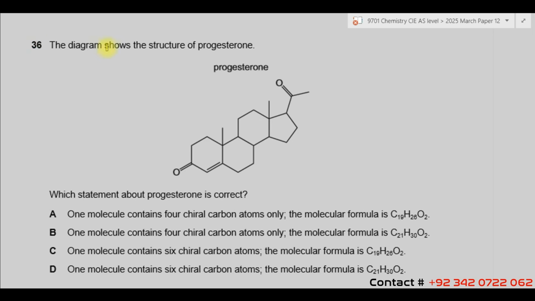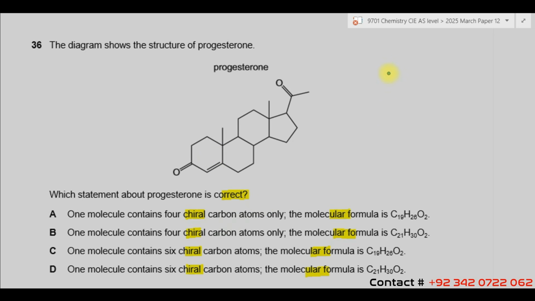Question 36. The diagram shows the structure of progesterone. This is the compound. Which statement about progesterone is correct? In these options, we can see all of them have mentioned chiral carbons and the molecular formulas. So let's find out the chiral carbons and molecular formulas.